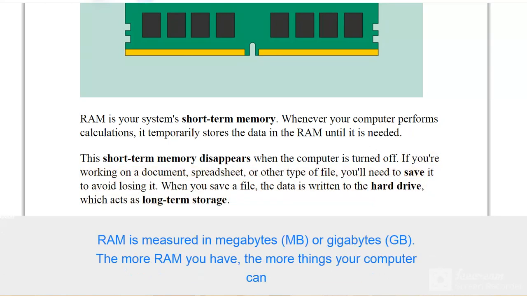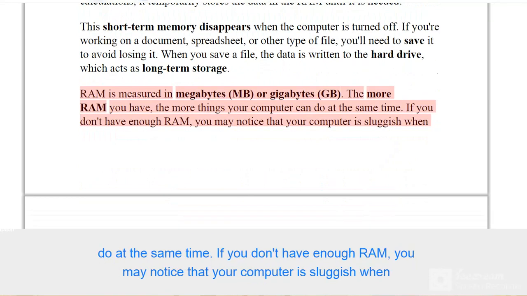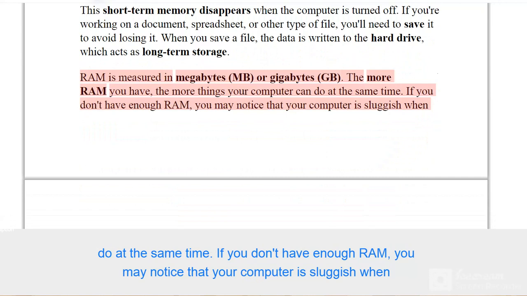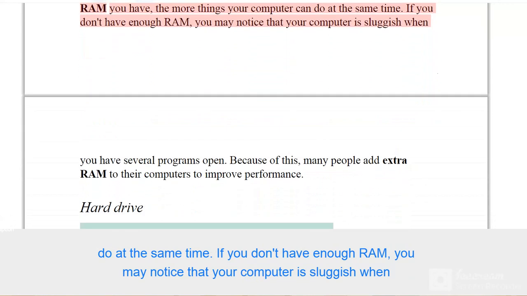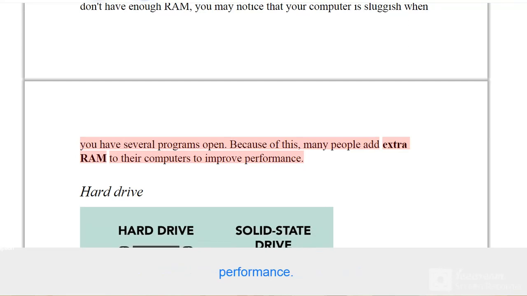RAM is measured in megabytes, or gigabytes, GB. The more RAM you have, the more things your computer can do at the same time. If you don't have enough RAM, you may notice that your computer is sluggish when you have several programs open. Because of this, many people add extra RAM to their computers to improve performance.